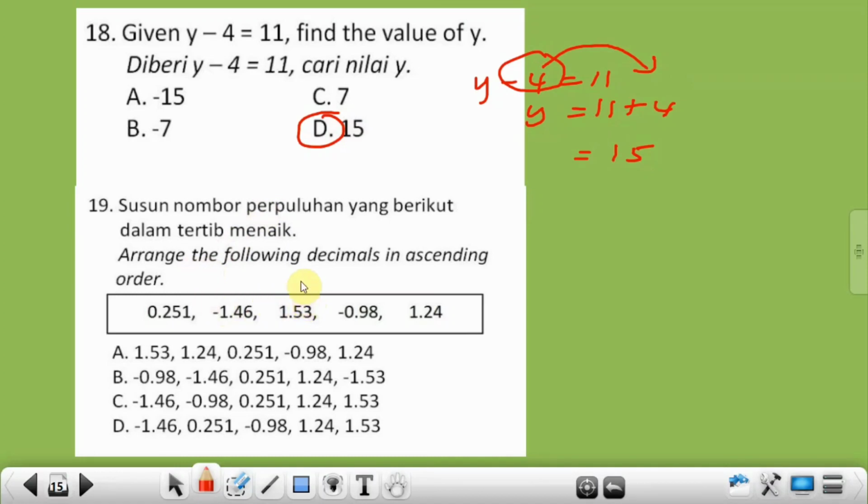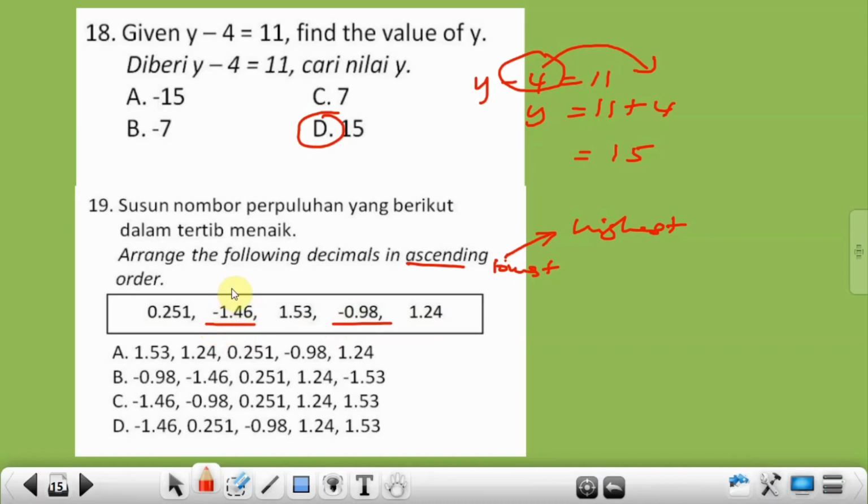Okay, arrange the decimals in ascending order. Ascending means from the smallest to the highest number, lowest number to the highest number. Of course, the negative will be the smallest number. But which negative? The negative with the larger number without the negative will be the lowest number.